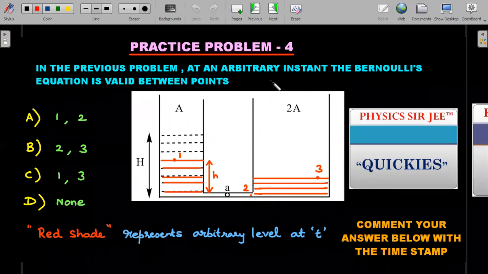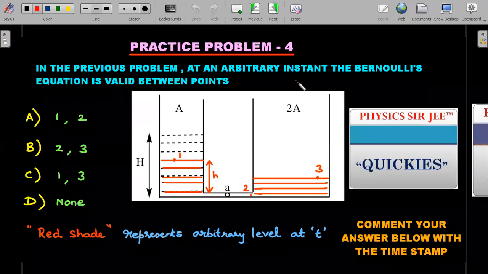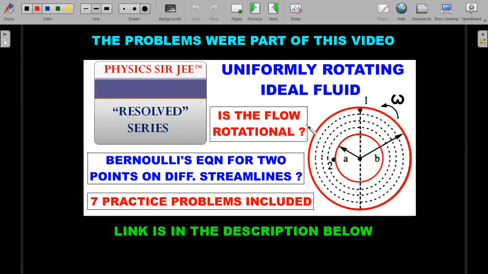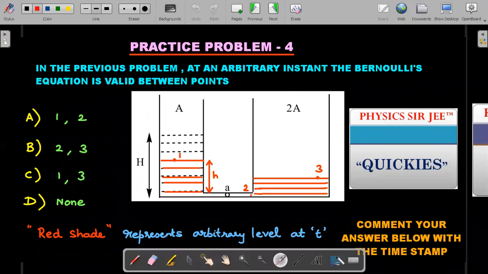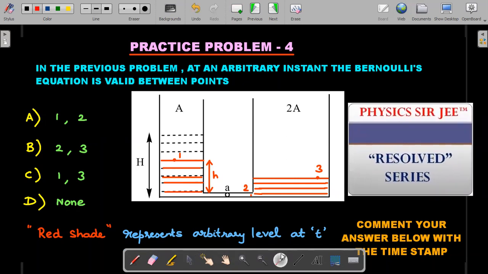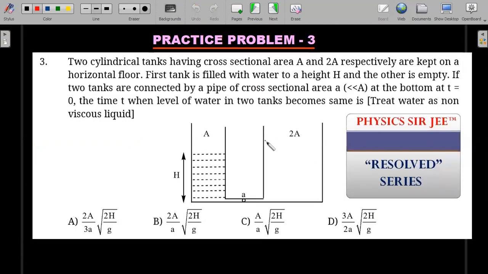These were the options. So you might be wondering whether these are practice problems 3 and 4, right? It is actually a part of a bigger video, which was the last resolved series video, in which 7 practice problems were given, of which these were 3 and 4. I wanted to produce them as quickies, but since I wanted both the problems together, I've converted it into the resolved series video. So let's move ahead. It's not about one problem and the other. We'll solve them simultaneously.